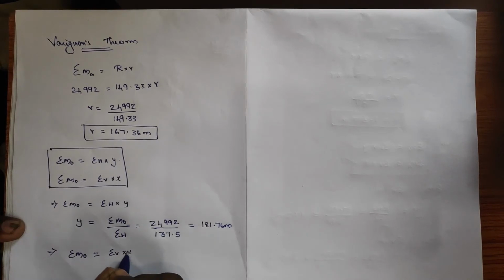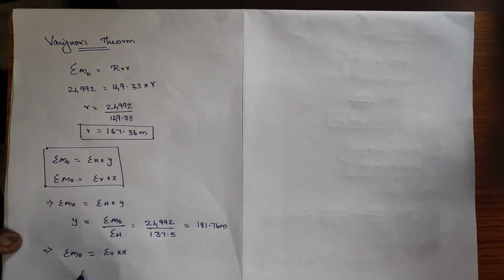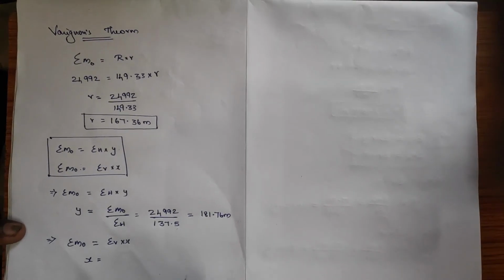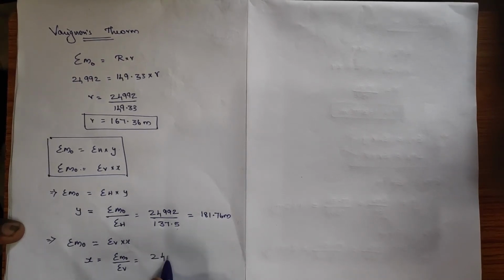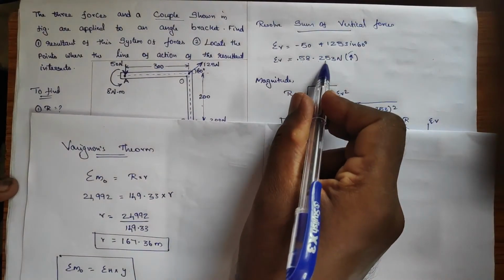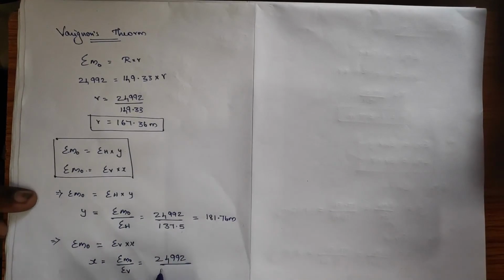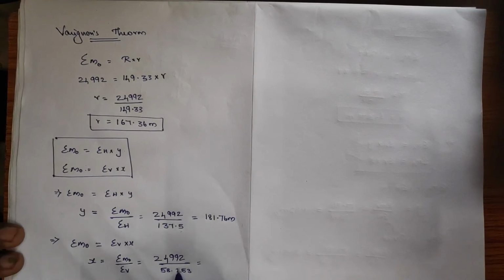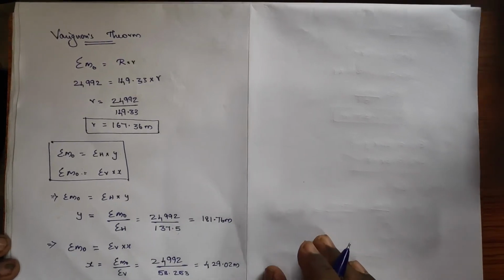And when you apply the next equation, the sum of moment about O is equal to the sum of V into x. So here we can get the x answer: the sum of moment about O divided by the sum of vertical force. The moment value we found is 24992, divided by the sum of vertical force, which is 58.253. Just do the calculation. For x we get 429.02 meter.